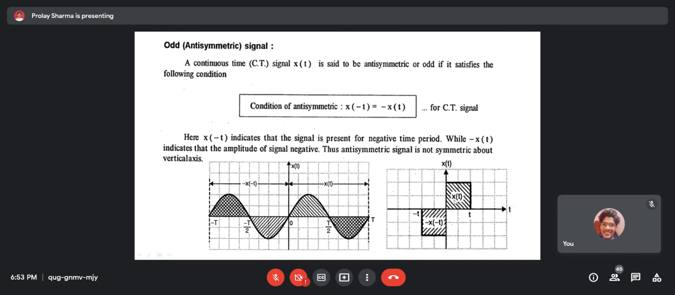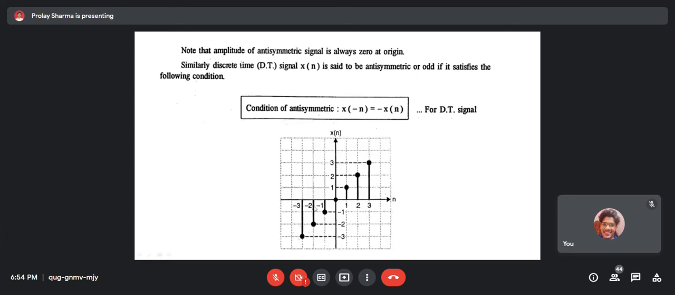So if we see this signal, then this part of the signal and this part of the signal are symmetric with respect to the origin. And here also this sinusoidal signal is symmetric with respect to the origin. So this is called an odd signal. And if we consider the discrete signal, this signal is symmetric with respect to the origin.